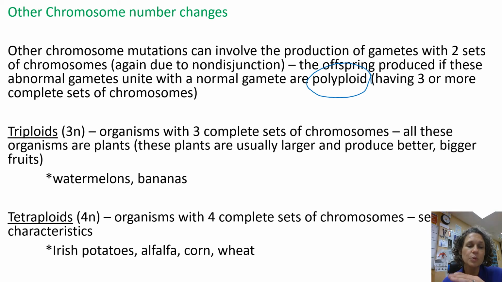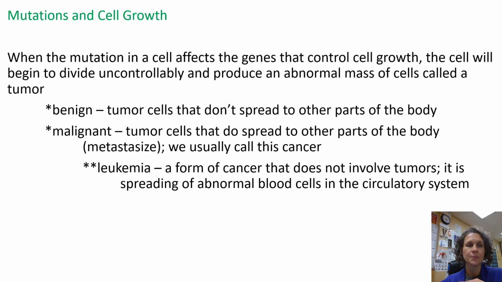All right, then tetraploids. Tetraploids are 4N, so 4 complete sets of chromosomes. Same characteristics as the triploids, basically. Produce is bigger, better. Plants are larger. Some common tetraploid organisms are Irish potatoes, alfalfa, corn, certain types of wheat. Again, it's a benefit in these types of plants as far as the outcome goes.